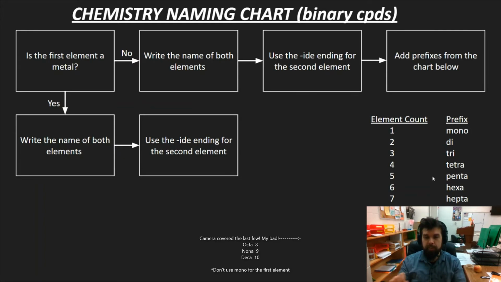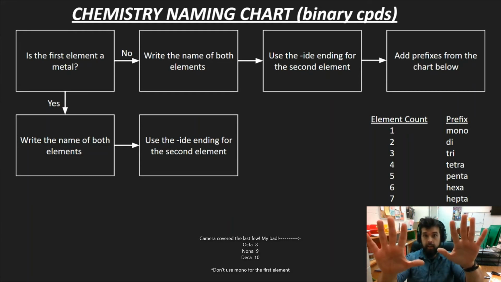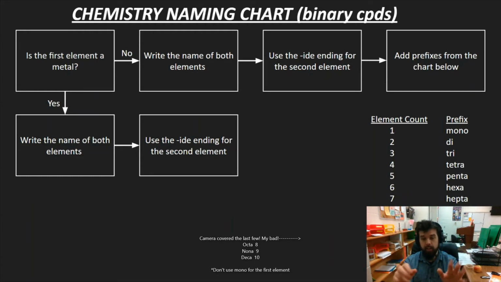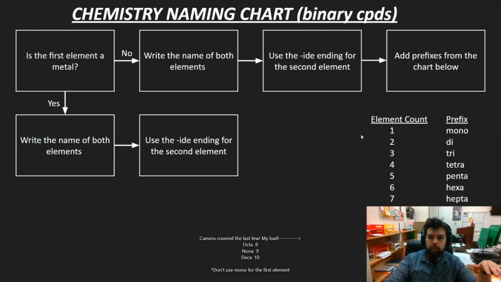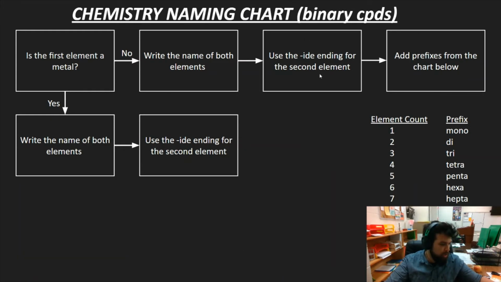So if I use my fingers here to count, the prefixes should be for 1, mono, 2, di, tri, tetra, penta, hexa, hepta, octa, nona, and deca. But there is one exception to these. Don't use mono for the first element. If there's only one of the first element, you wouldn't use that. Let me show you an example.